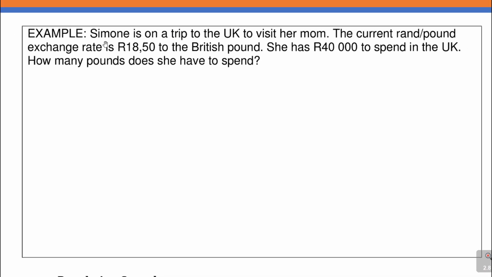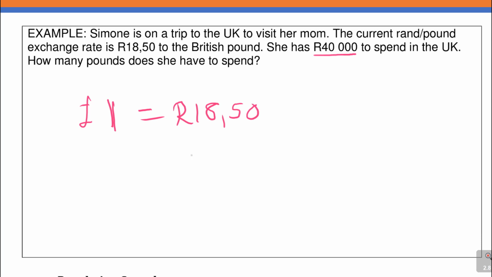And then let's see a quick one here. Last one. Say Simone is on a trip to the UK to visit her mom. The current rand pound exchange rate is 18.50 rand to the pound. She has 40,000 to spend in the UK. How many pounds does she have to spend? So there is the exchange rate, meaning 1 pound is equal to 18 rand 50. So how much does she have?